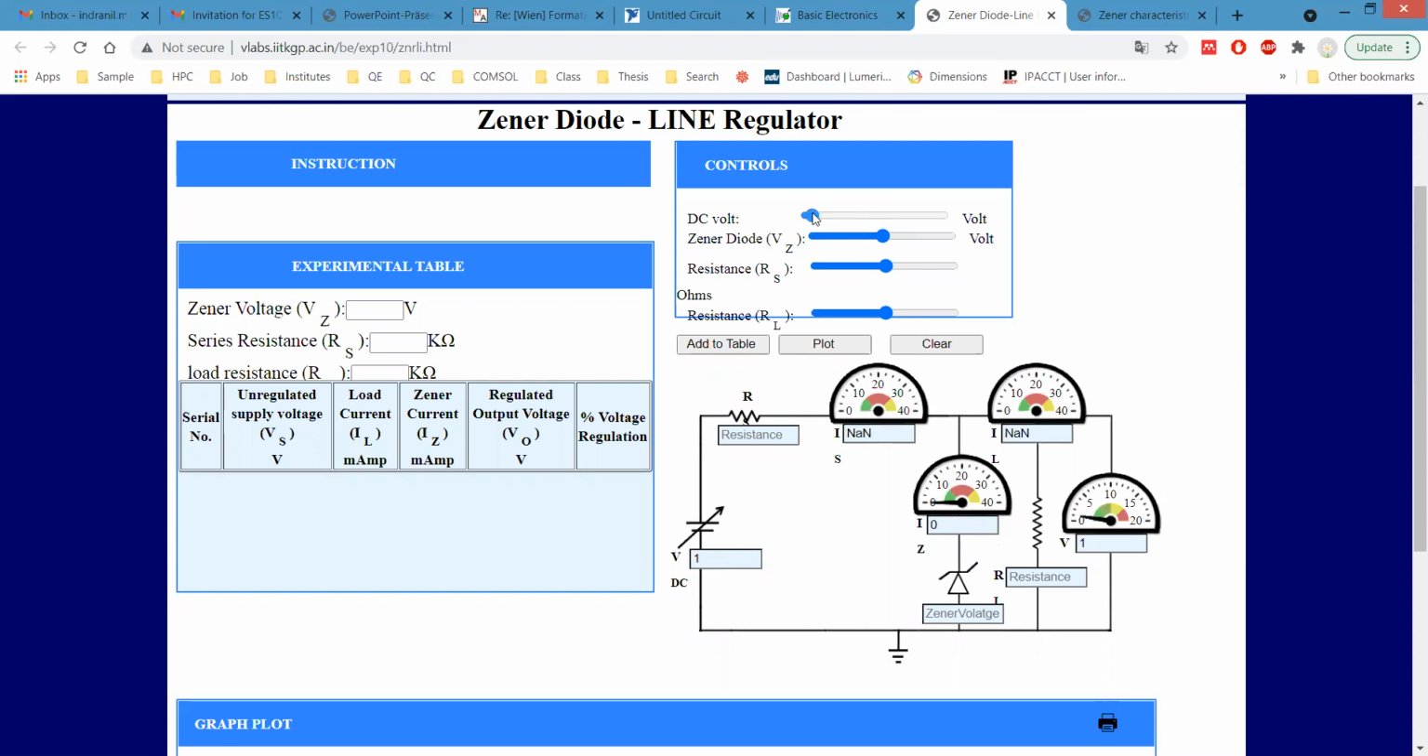Let's start with 1 volt. Let's make the Zener diode constant, let's say at 5 volt. Our Zener diode will maintain a constant voltage of 5 volt. So this is the Zener voltage, and we have to choose this.